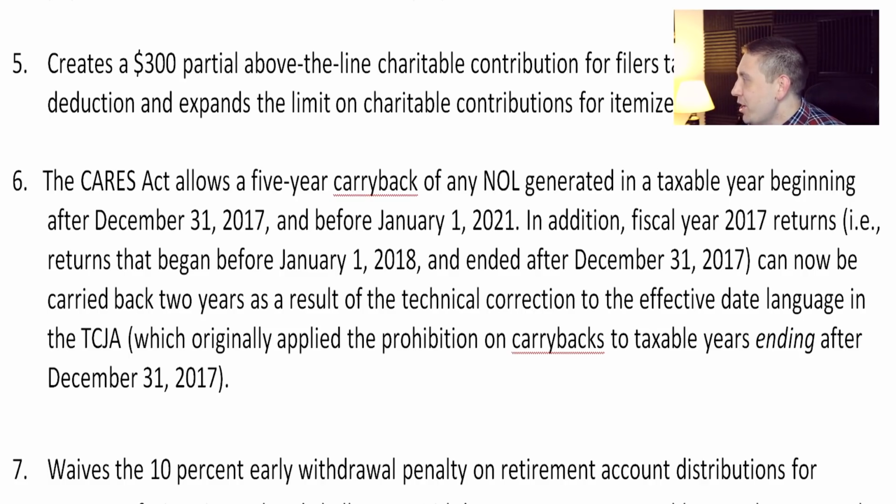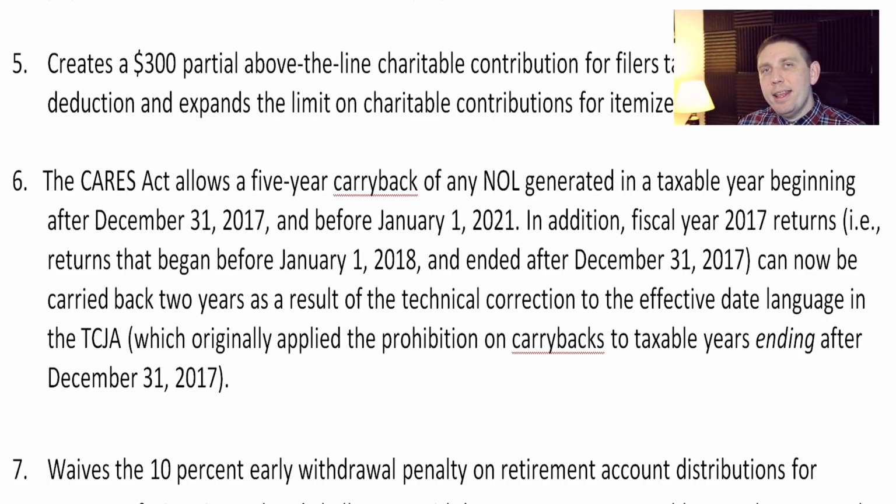In addition, fiscal year 2017 returns, i.e. returns that began before January 1st, 2018 and ended after December 31st, 2017, can now be carried back 2 years as a result of the technical correction to the effective date in the language of the Tax Cuts and Jobs Act, which originally applied to the prohibition on carrybacks to taxable years ending after December 31st, 2017. So let me back up here real quick.